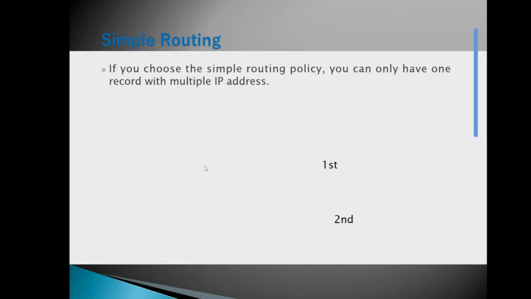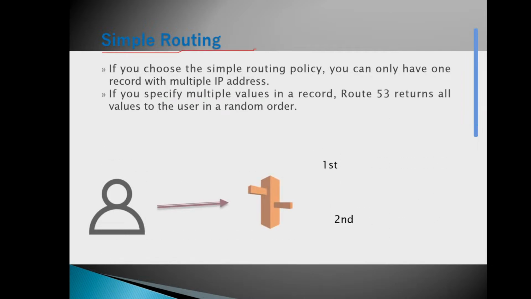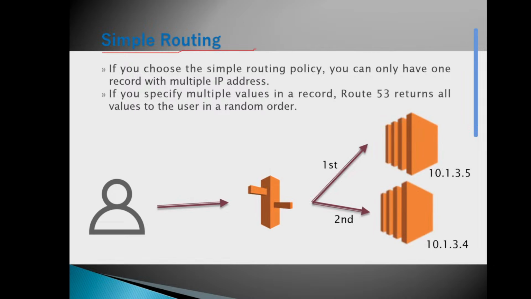So how will it do that? First is simple routing. It is going to send the traffic to each machine using simple routing. What is simple routing? We simply provide all the IP addresses, and Amazon Route 53 will randomly select any of the endpoints and send the traffic to that EC2 machine.